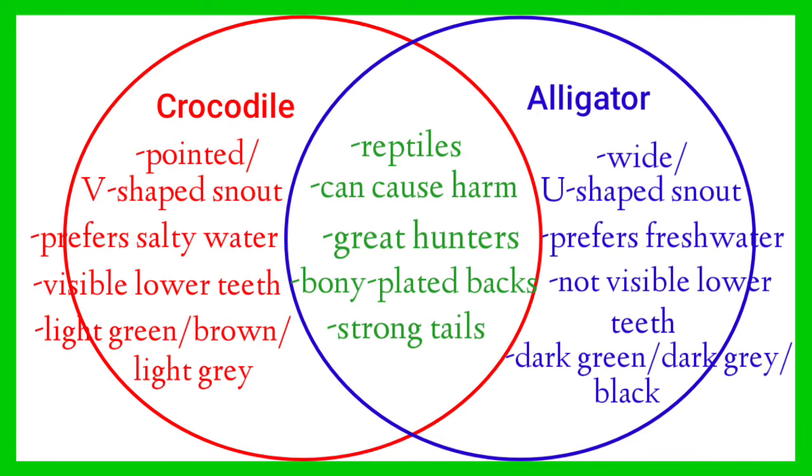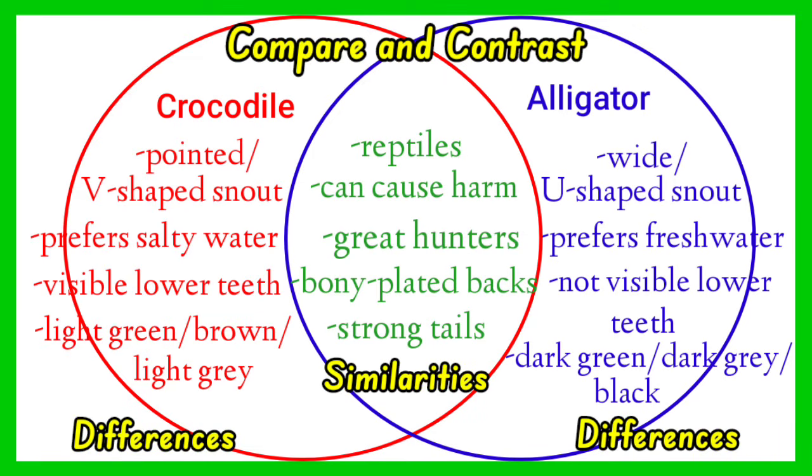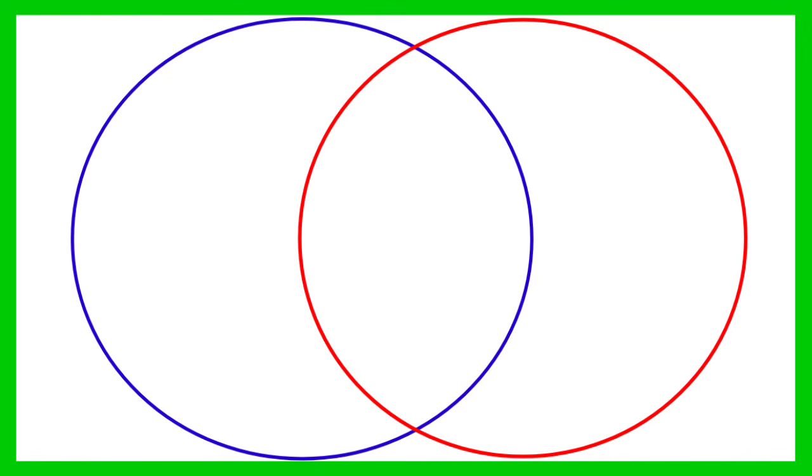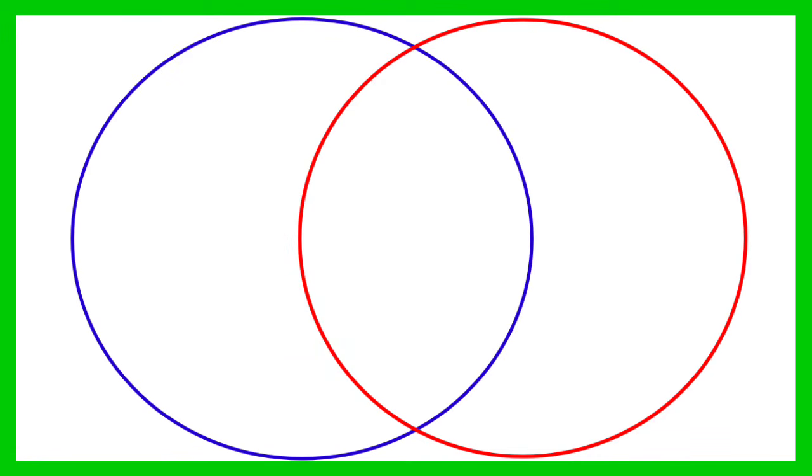Okay? So this is how we compare and contrast. And as you can see, by using this kind of diagram, it is very easy for us to identify the similarities and differences between the subjects, right? Let us have another pair. Let's compare and contrast Earth and Mars using the Venn diagram again. Let us put Earth in the left circle and Mars in the right circle. Let us first identify their similarities and put them in the overlapping parts of the circles.